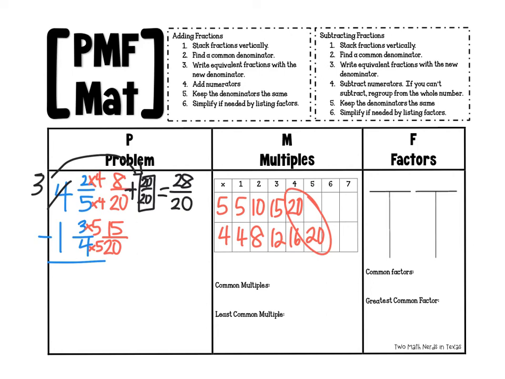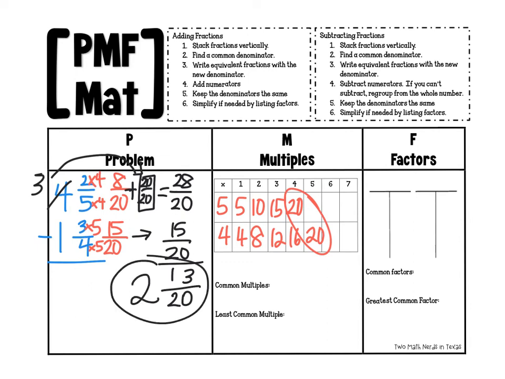Now, this is an improper fraction, but that's okay. I need it to be an improper fraction because now I can subtract 15 twentieths. So 28 minus 15, 8 minus 5 is 3, and 2 minus 1 is 1. So I have 13. I'm going to keep the same denominator. And then 3 minus 1 is 2. So 2 and 13 twentieths is my final answer.